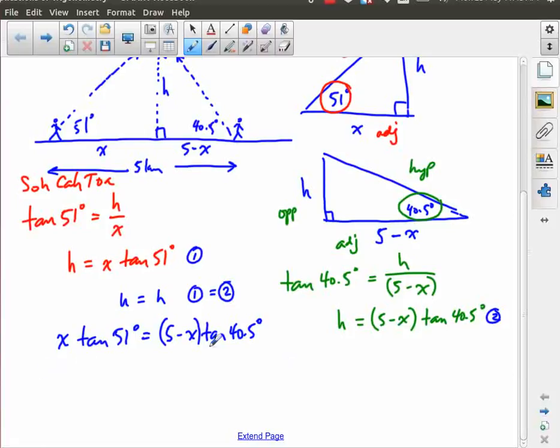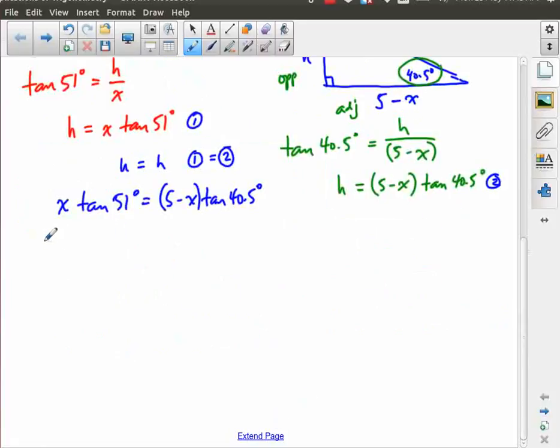How you approach this is up to you. You might choose to change this into a number and change this into a number. I prefer to leave that until the end, so I'm going to keep working algebraically here. So I have x tan 51 degrees. 5 times this, as I expand the bracket, becomes 5 tan 40.5 degrees, negative x times tan of 40.5 degrees.